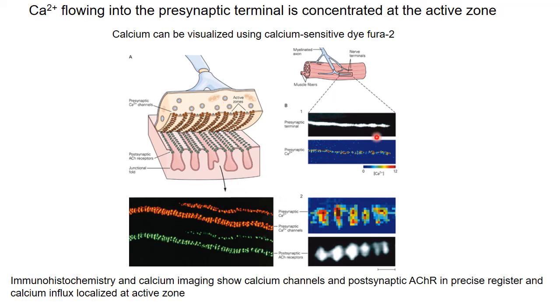We can also visualize the calcium entering through these calcium channels. You can use different calcium indicators. For example, in this experiment they used a calcium sensitive dye, but there are also genetically encoded indicators. You can see that this is a presynaptic terminal, and they look at the presynaptic calcium; the warmer the color, the higher the concentration of calcium. So the calcium is locally increased when these calcium channels open, leading to a really local increase in calcium concentration that is perfectly opposed to the postsynaptic acetylcholine receptors.